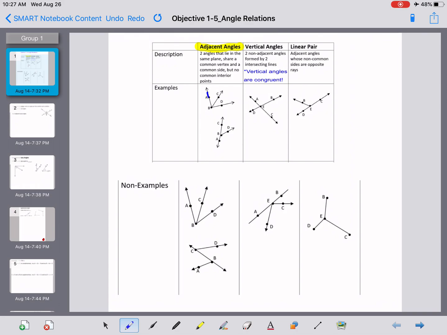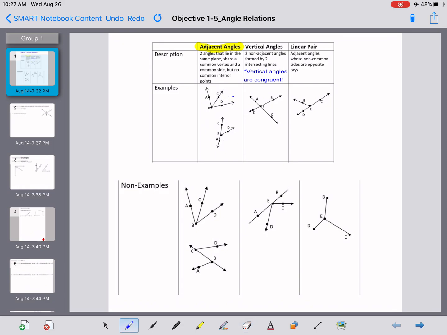We've got angle ABC, and that angle is adjacent to angle DBC. We can see that common side that those two angles share is BC, but we can see that all the points over here are not going to be shared with the points over here. Same thing down below, it's still angle CBD and then angle ABD. So those angles are side by side.